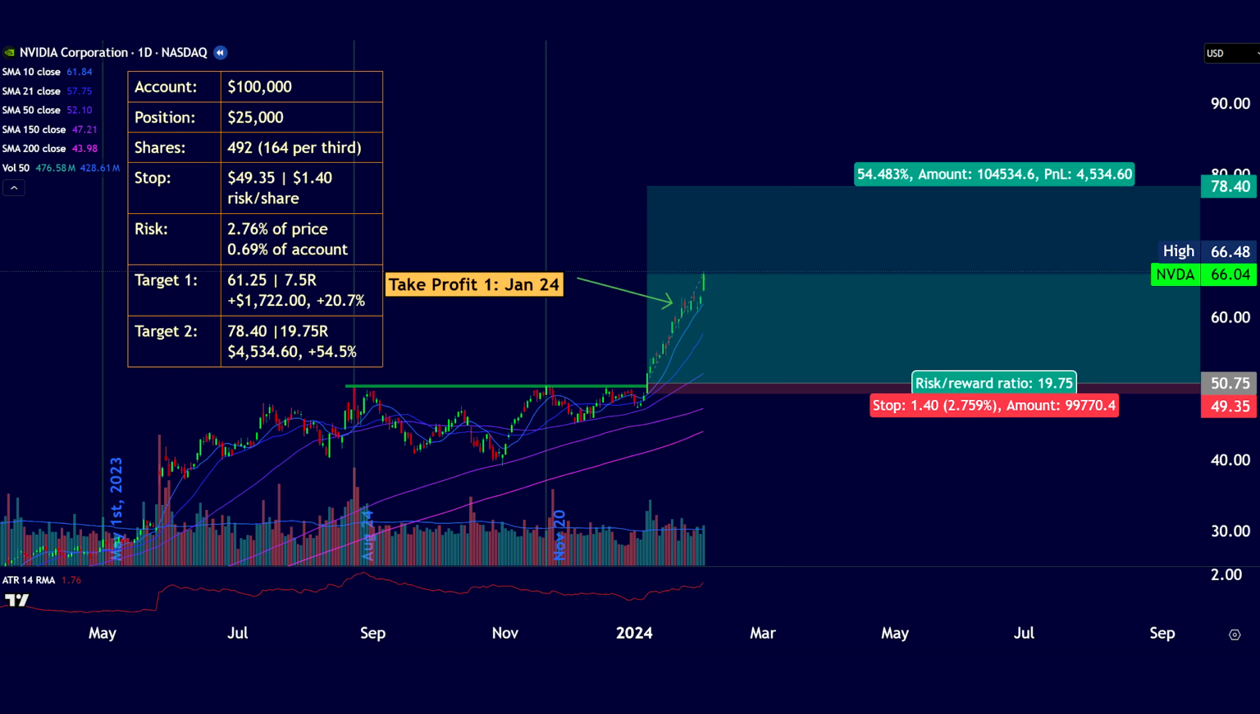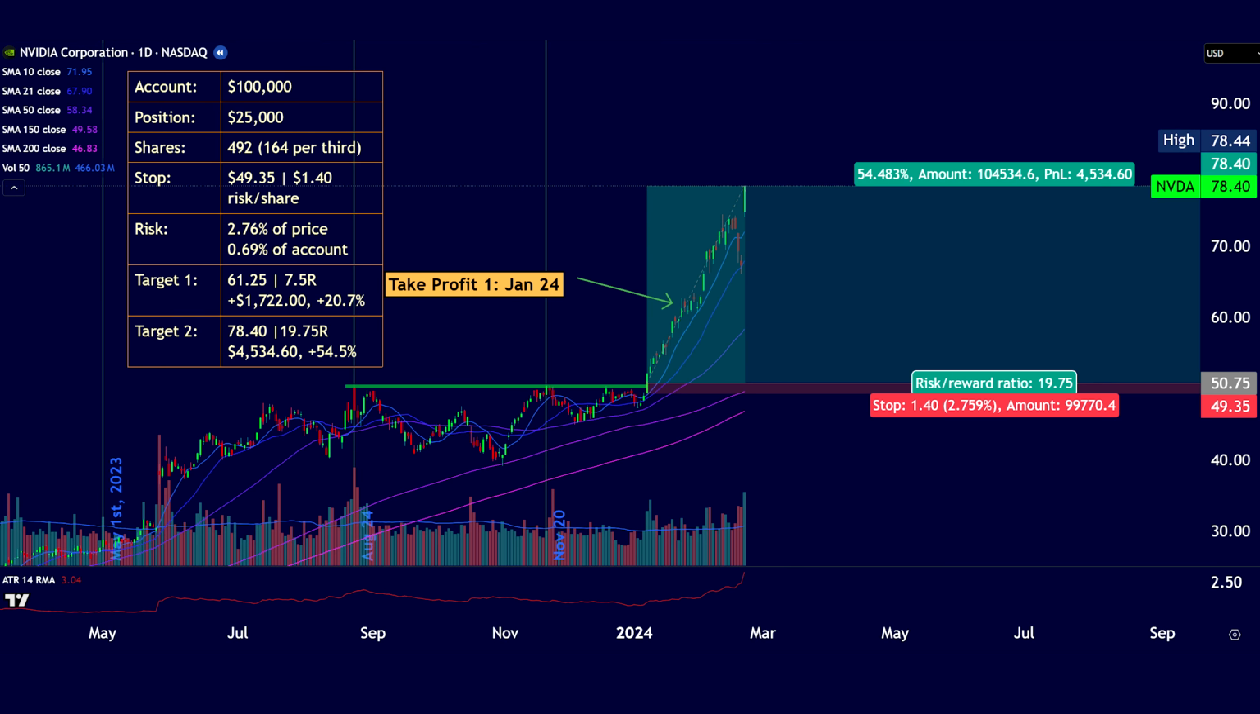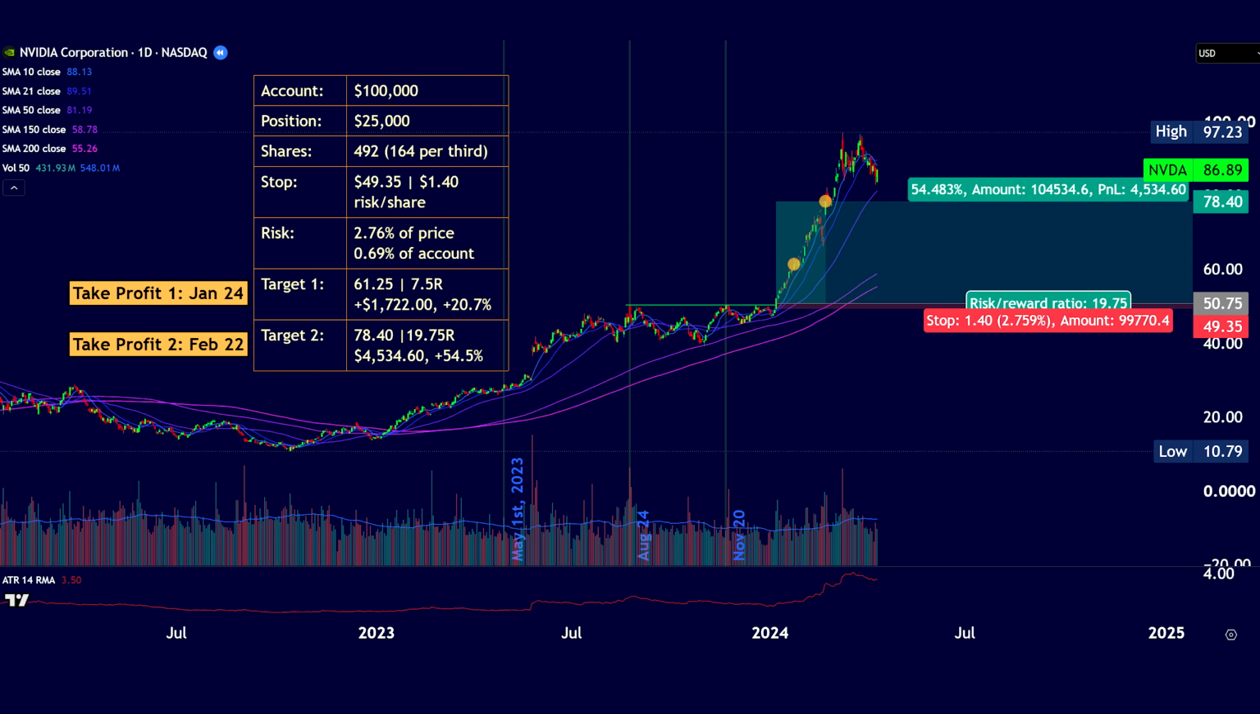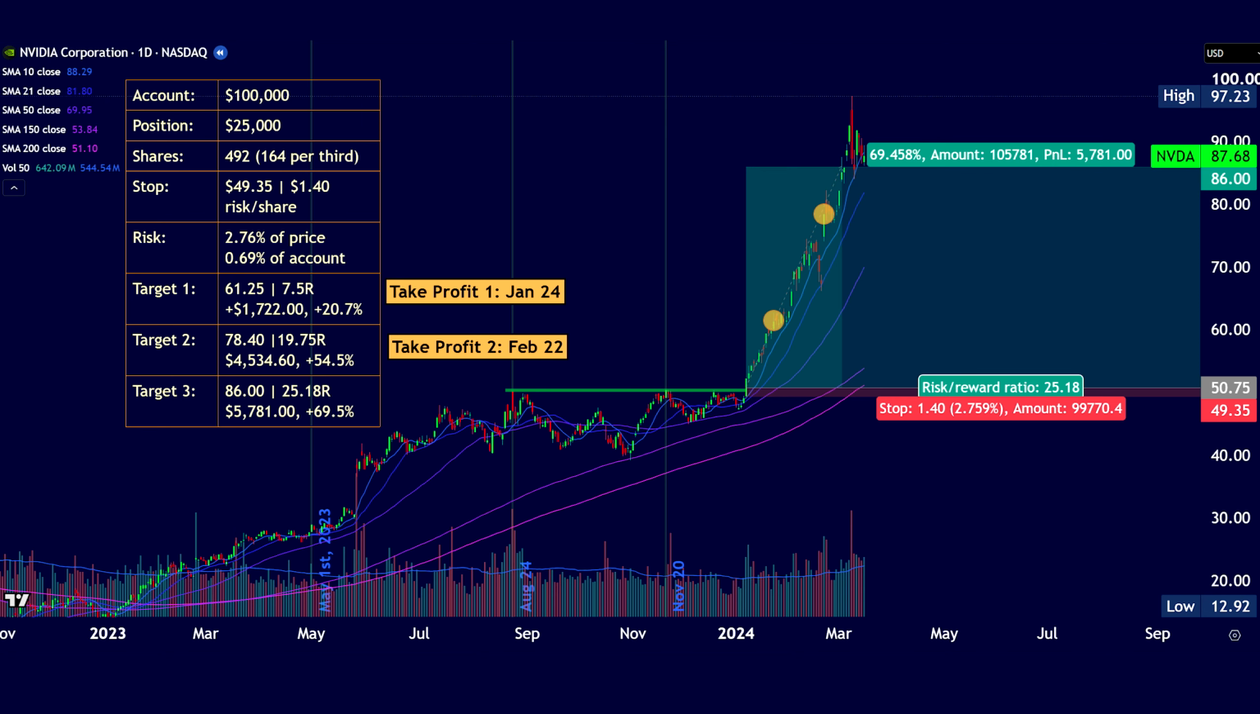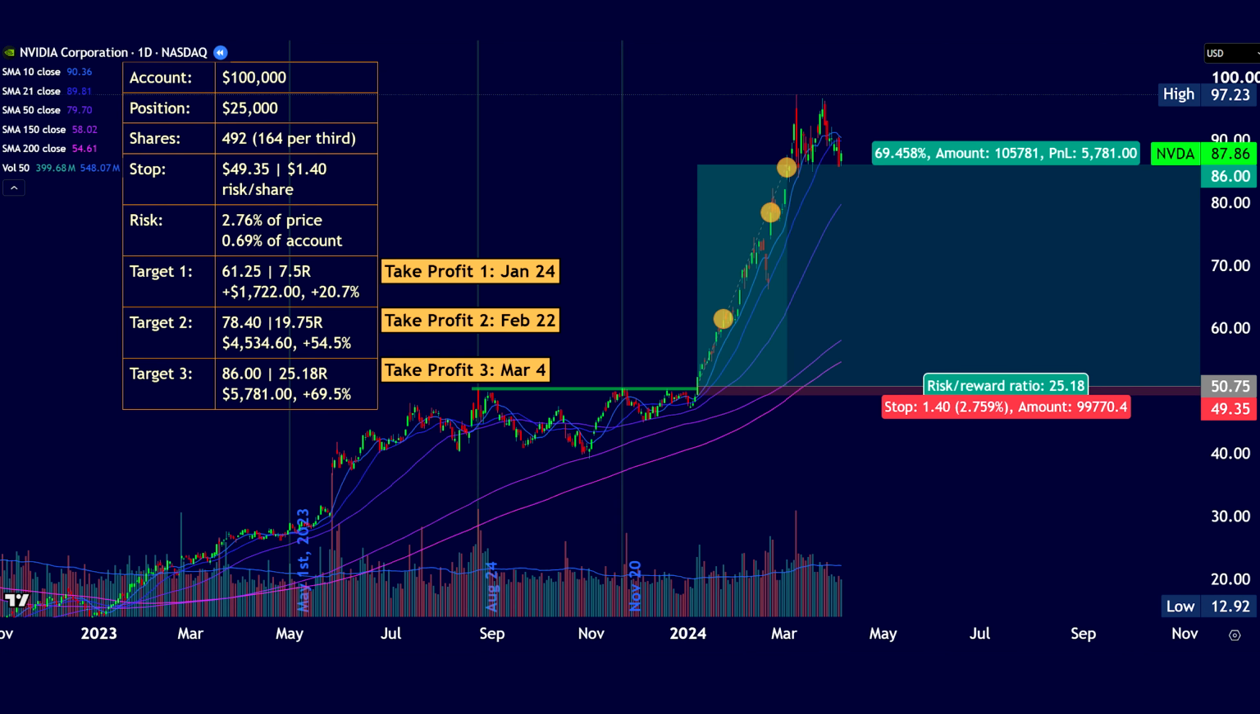February 22nd, it gaps open and closes at 78.40, up 54%. Second third comes off straight into strength. And then March 8th tells you exactly when to leave. It opens at 94.97, runs to 97.23. At that high, price was 47% above its 50-day. 47% above the 50-day is the nosebleed section. Last third comes off around 86 to 90, or via a backstop under that day's low.